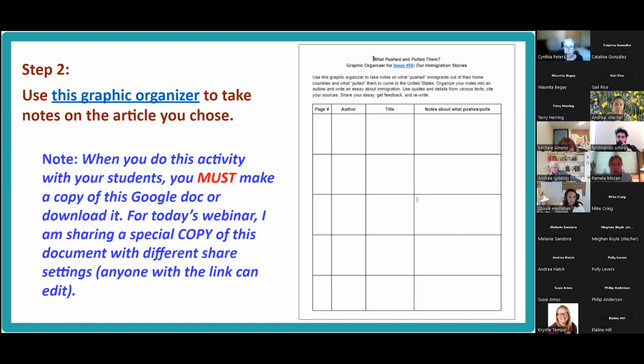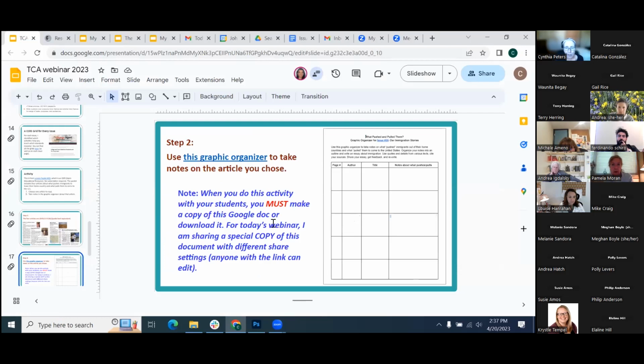It's only viewable. But I did make a special graphic organizer for our workshop today, and that is the one I would like Catalina to put into the chat. This one is special. It's anybody with the link can edit. And so, yes, Catalina, it would be great if you could share the packet and the Google Doc. So please remember, use the Google Doc in the chat, not the one that is shared in the lesson packet, because that one is only viewable and the one in the chat is actually editable.